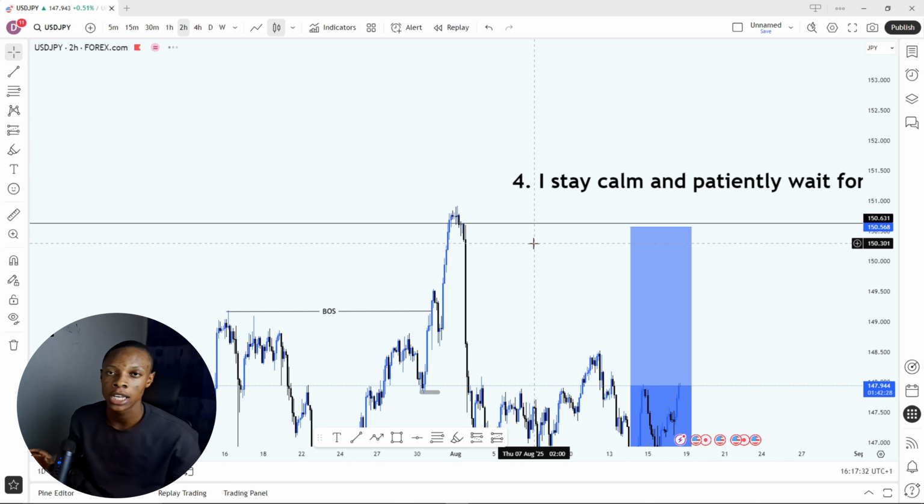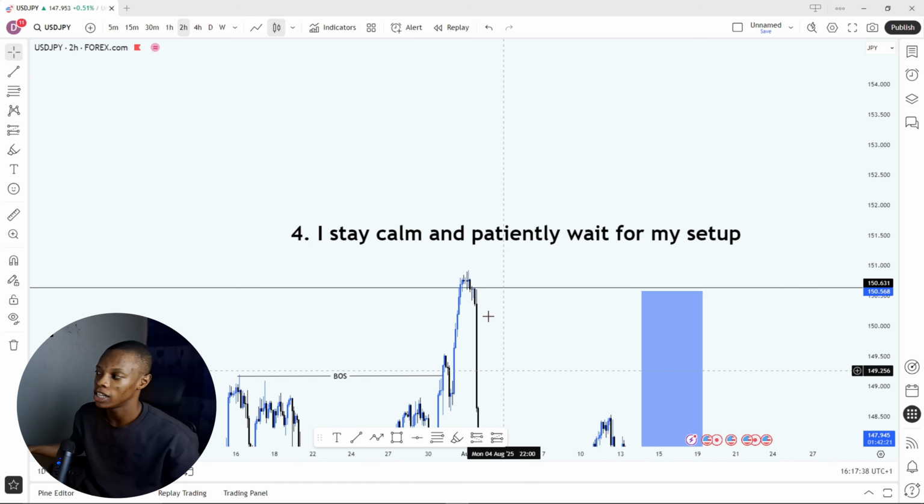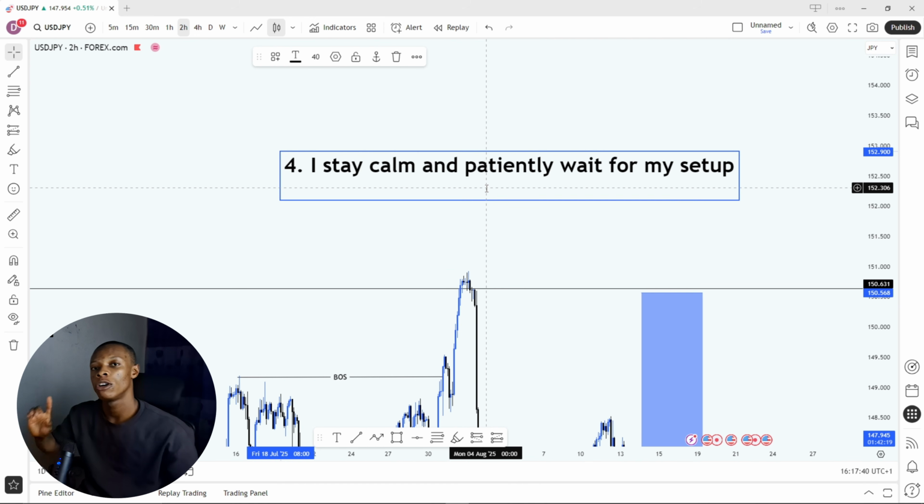Now, the very fourth thing on how I constantly win trades with this strategy is I stay calm and patiently wait for my setup. This is something I've worked on over the years, right? And it's something you yourself also need to work on. Now, you won't get to the charts every single time and find your setup, right? Sometimes your setup won't present itself. You can wait a day, two days without your setup showing up.